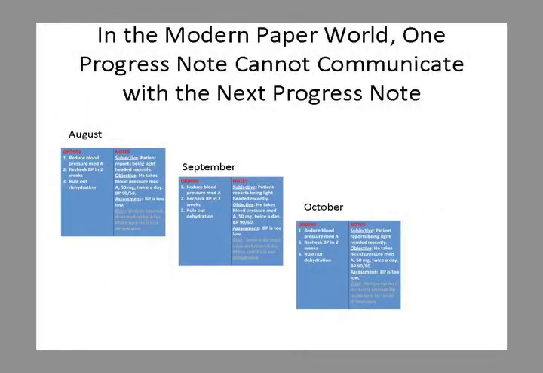So here's the modern progress note world. We have our nice note in August, and unfortunately, currently, it has almost no relationship except it's back farther in the chart to September, and then by the time we get to October, that September note is already faded in our memory, and the August note, that probably has critical information in it, but it's gone.